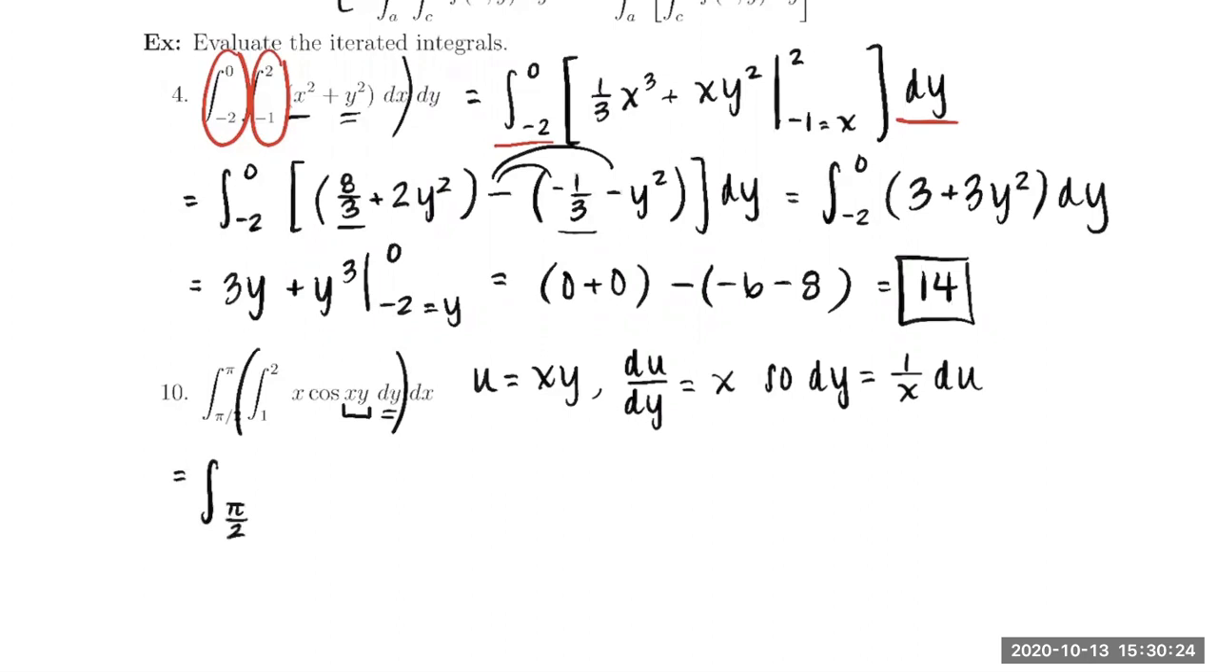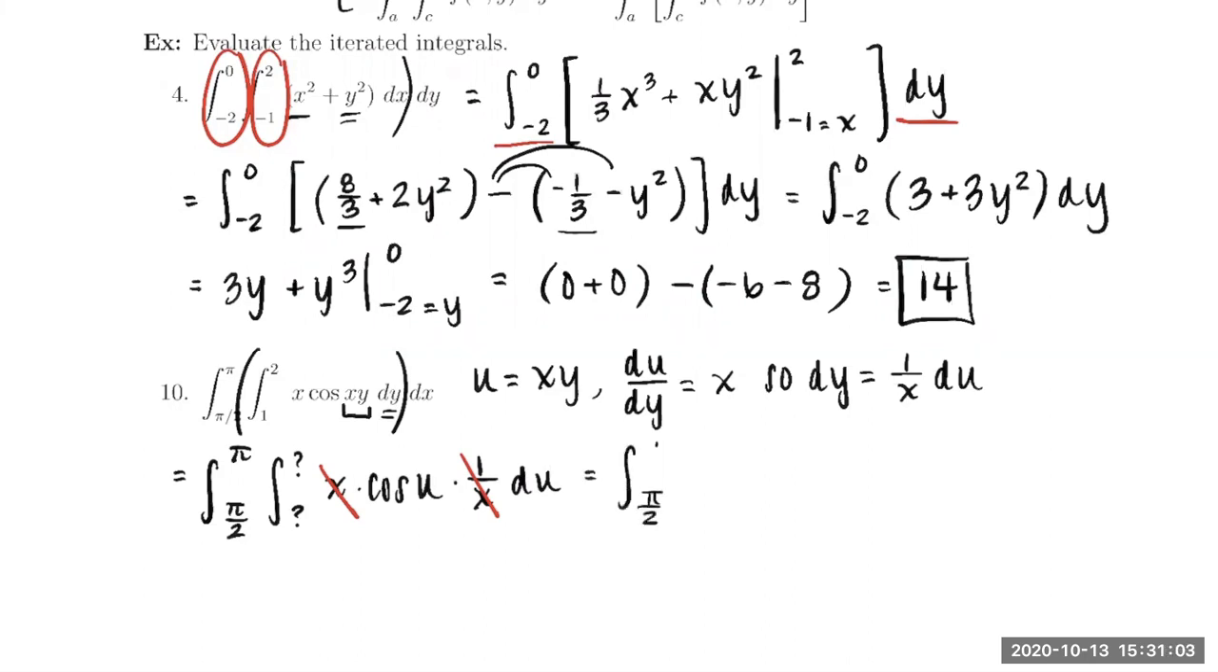I have my first integral out front. And then I would like to integrate my inside. For now, I'm going to leave off my limits of integration since I'm switching to u. And I have my x times cosine of u. And then my dy is a 1 over x du. So you'll notice that I have this nice cancellation here. Those x's cancel. And I can now integrate the cosine function with respect to u. The integral of cosine is sine.